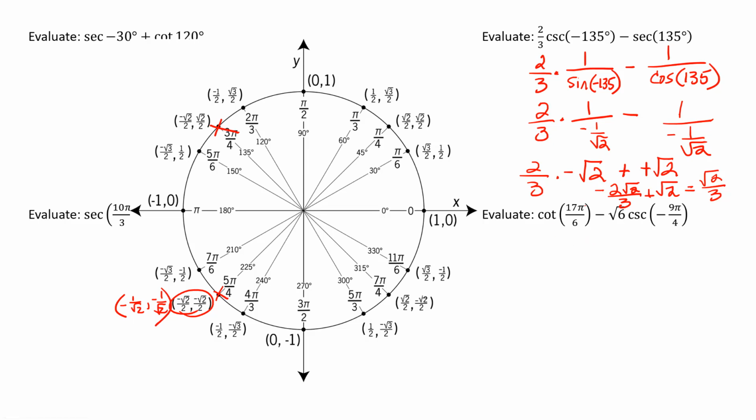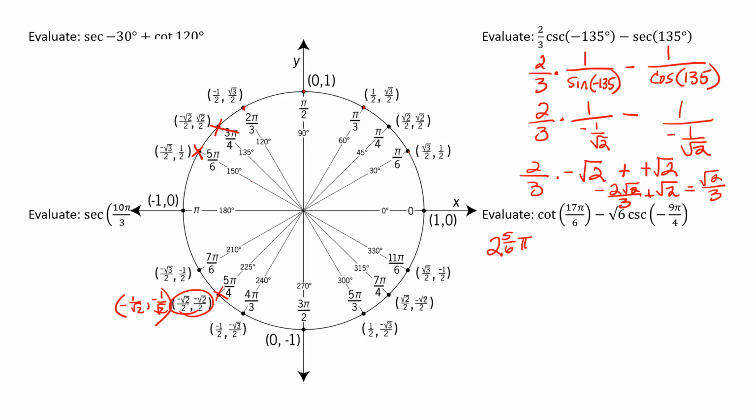This next one, we have cotangent 17 pi over 6 minus the square root of 6 times cosecant negative 9 pi over 4. This one, I'm just going to not change it to degrees. So 17 pi over 6 is the same thing as 2 and 5/6 pi. So 2 pi is all the way around the circle one time. And then we're going to go another 5 pi over 6. So pi over 6 is 30. So 1, 2, 3, 4, 5 puts us right here.